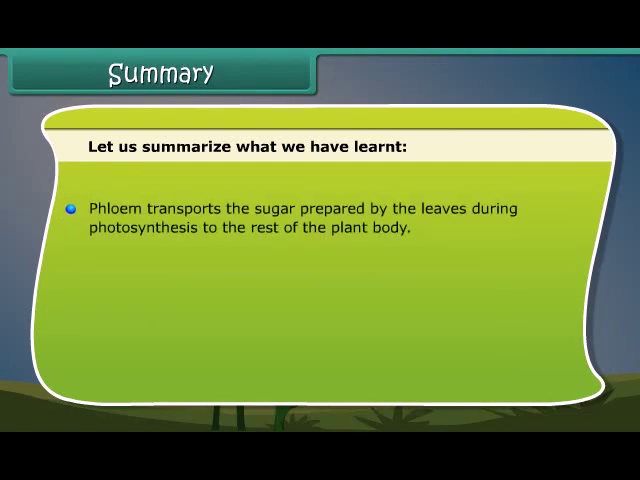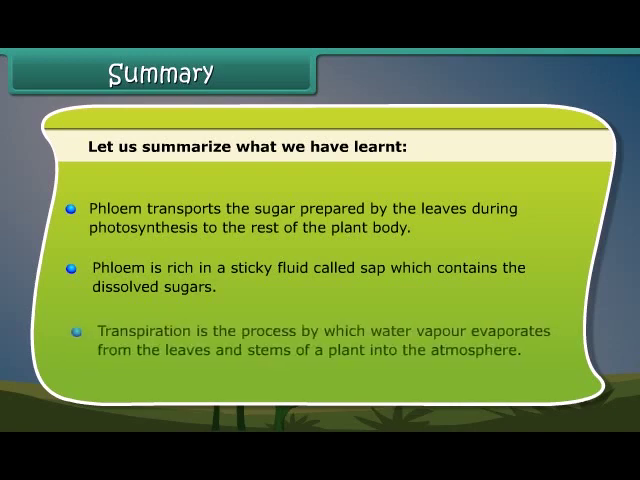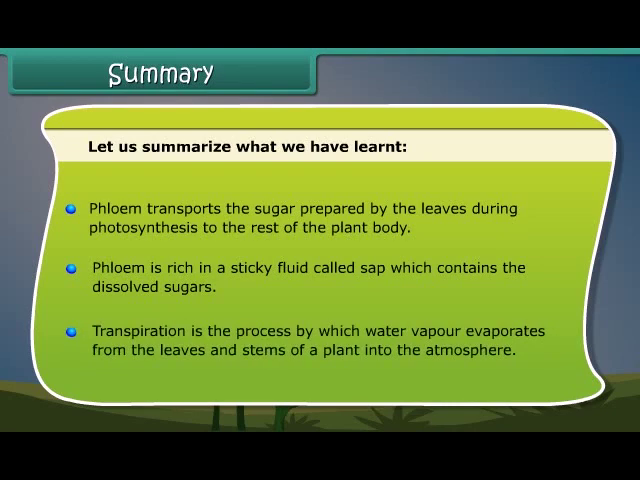Phloem transports the sugar prepared by the leaves during photosynthesis to the rest of the plant body. Phloem is rich in a sticky fluid called sap, which contains the dissolved sugars. Transpiration is the process by which water vapor evaporates from the leaves and stems of a plant into the atmosphere.